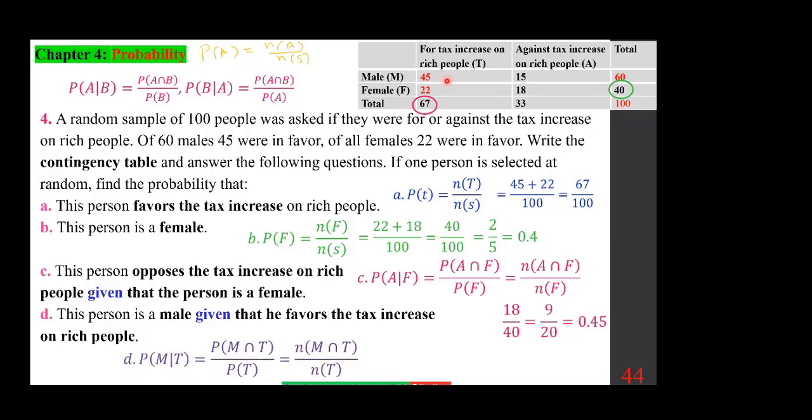Or we stick with the formula. Probability of M given T is probability of M intersection T over P of T, N of M intersection T over N of T. Do the math, and do the simplification if you can. If you cannot, you leave it like that. If you want to go with the decimals, however many they ask, to be on the safe side, you want to carry a lot of decimals.